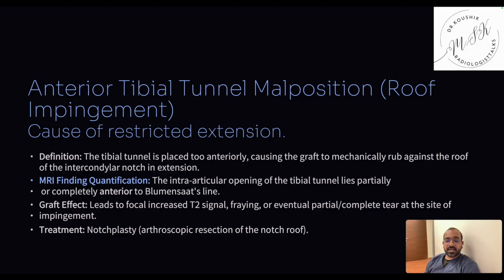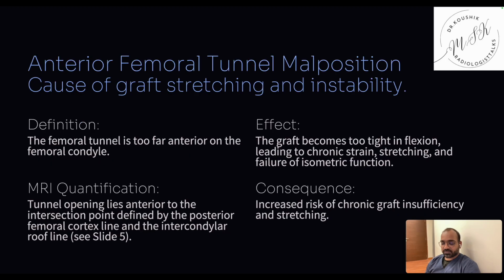So what happens there? Intra-articular, if you see an MRI, we'll see that the tibial tunnel is placed anteriorly, one thing. Then there is increased signal intensity, fraying, and partial tear at the site of impingement, that is at the femoral half. So if it is detected early, then we do notchoplasty, that is arthroscopic resection of the notch roof. So that is one more thing.